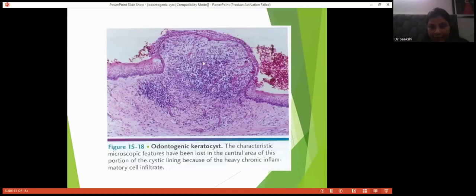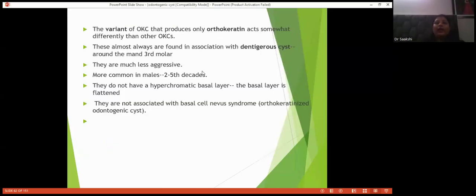See, this is again a diagram of odontogenic cyst. यहाँ पे देखो कहीं कहीं पे आपका सेंट्रल एरिया ऑफ पोस्टल लाइनिंग लॉस हो चुकी है. There is no connectivity between epithelium and you can see chronic cells है यहाँ पे. Inflammation chronic है. Now the variant of OKC that produce only orthokeratin act differently rather than the OKC. They are almost found in association with the dentigerous cyst around the third molar. They are less aggressive than the parakeratinized one.